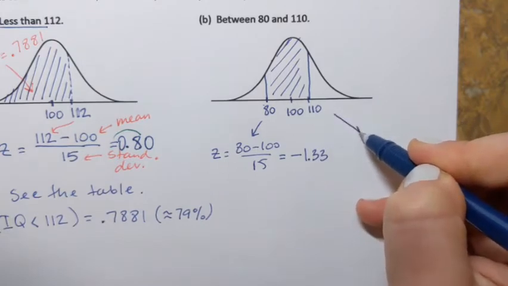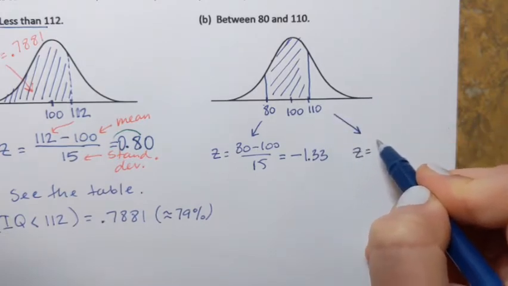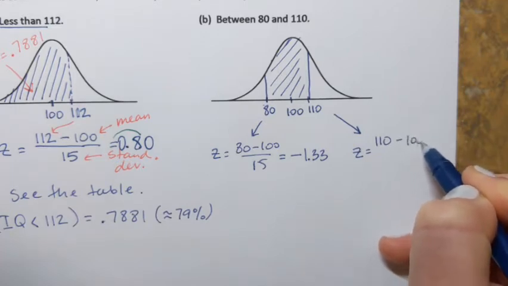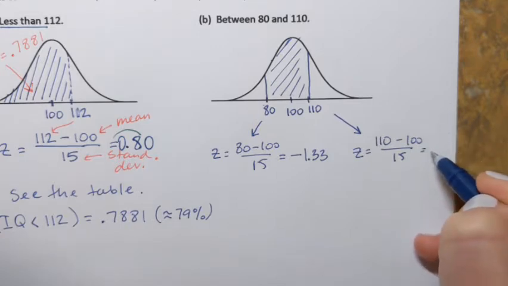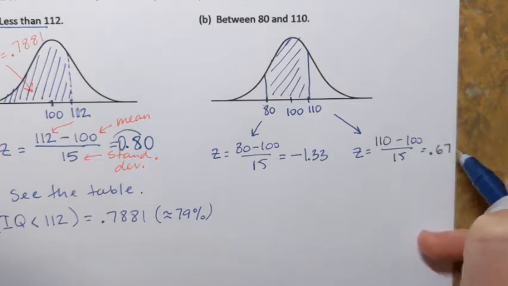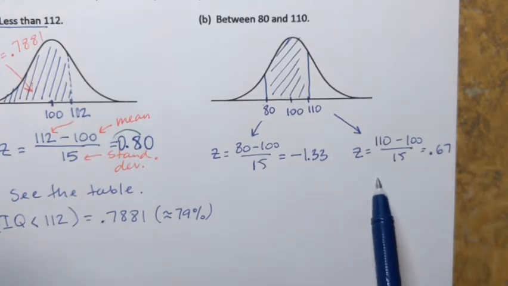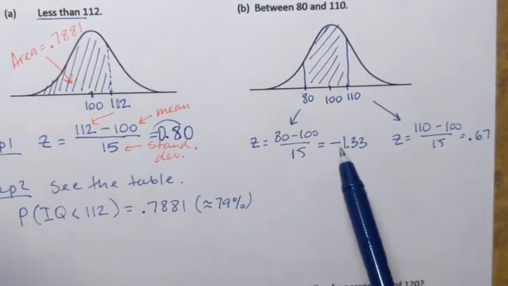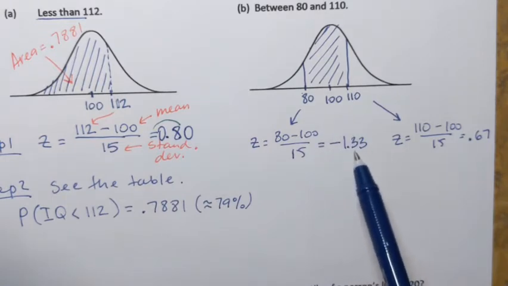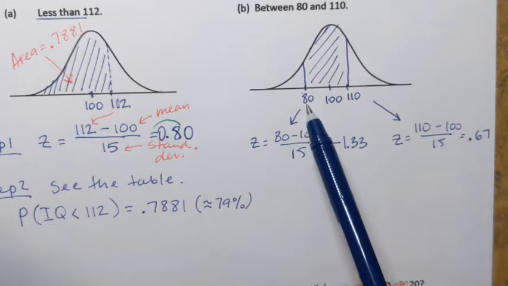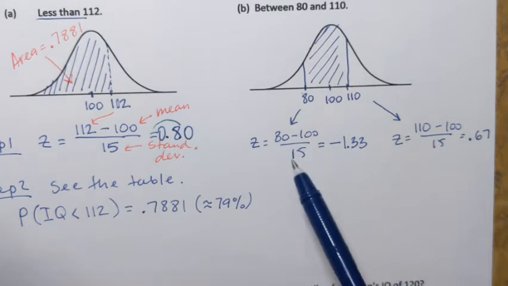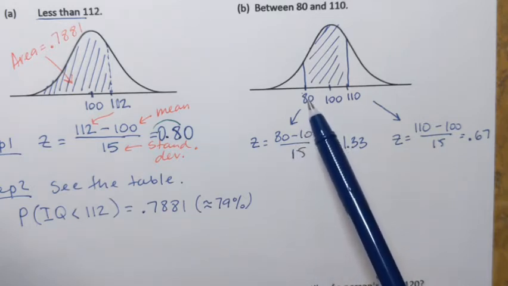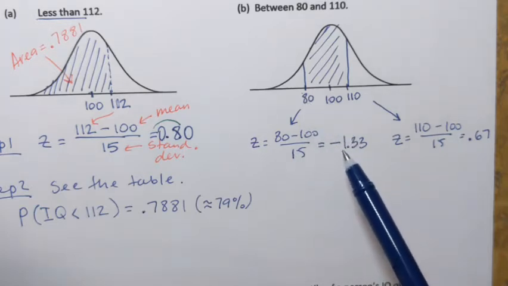Then the z-score for 110 is 110 minus 100 over 15, and that's 0.67. Make sure you check those two numbers on your calculator. And by the way, notice how we obtained a negative z-score. Why is it negative? Because the corresponding data value, which is 80, is below the mean. So for all values that are below the mean, the corresponding z-scores will be negative. This is how many standard deviations this number is below the mean.